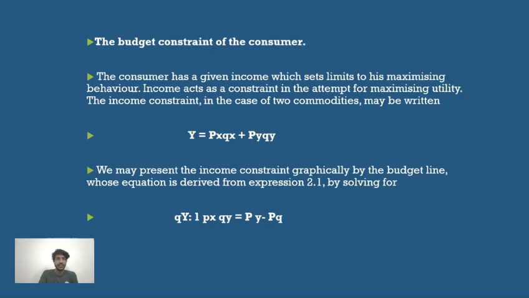Now the budget constraint of the consumer. The consumer has a given income which sets a limit to his maximizing behavior. Income acts as a constraint in the attempt at maximizing utility. The income constraint in the case of two commodities may be written as follows. We may present the income constraint graphically by the budget line, whose equation is derived from this expression by solving the equation.